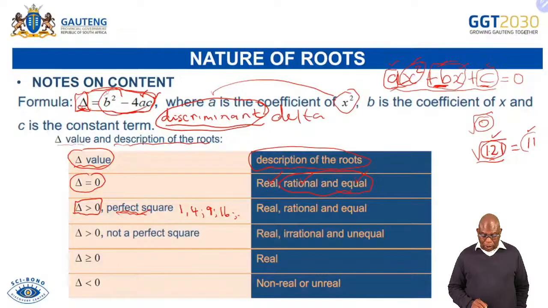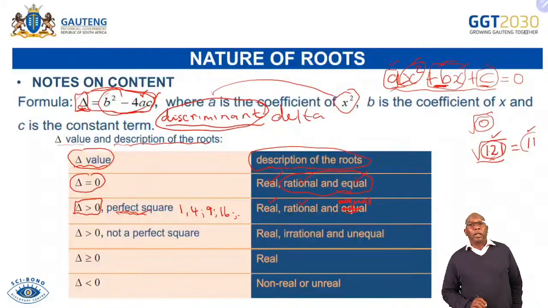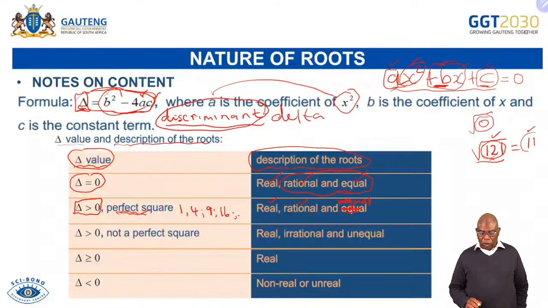So what type of roots am I going to get? I'm going to get real roots, rational roots, and unequal roots. That should be unequal roots. They're not going to be equal. The roots are only going to be equal when they are real and if delta is equal to 0. If delta is not equal to 0, the roots will never be equal. So it will be unequal there.